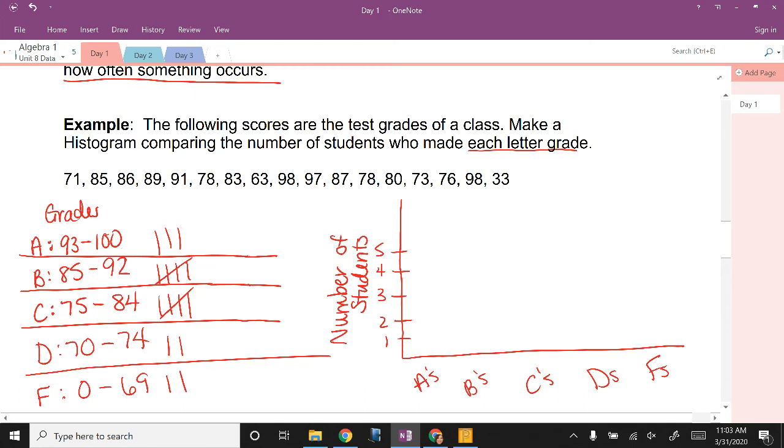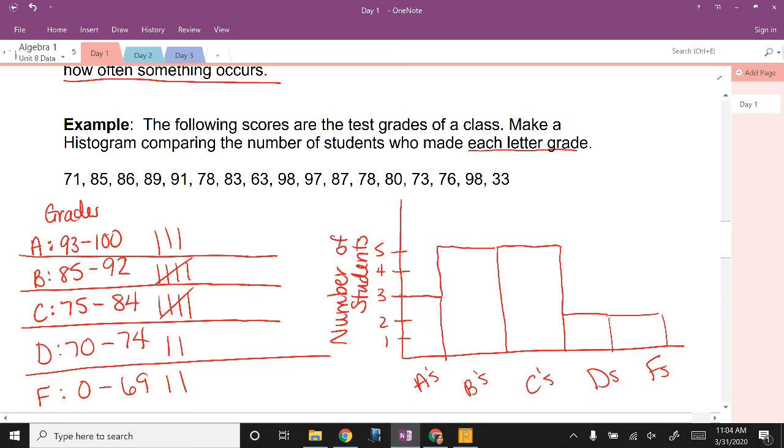So for A's, I had 3 students that made an A. So I'm going to draw a bar there and make a block. Now histograms are not bar charts, so you do want to connect the bars. For B's, we have 5 people, so that goes up here. We also had 5 people that made C's. We had 2 people that made D's, and 2 people that made F's. So that is my histogram.